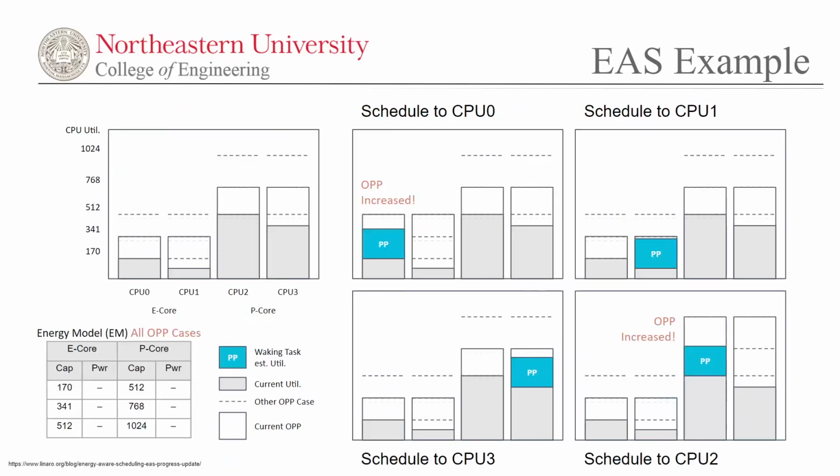The right 4 graphs are the estimated energy cost for each scheduling scenario. As you can see, in graph 1 and graph 4, the OPP increases, therefore the energy cost and the operating points are changed.